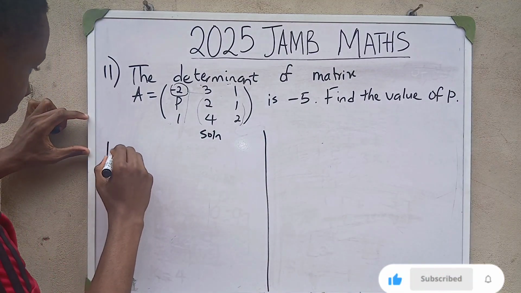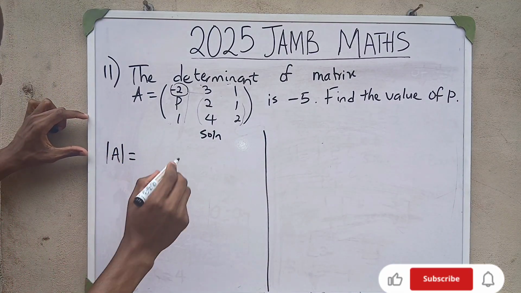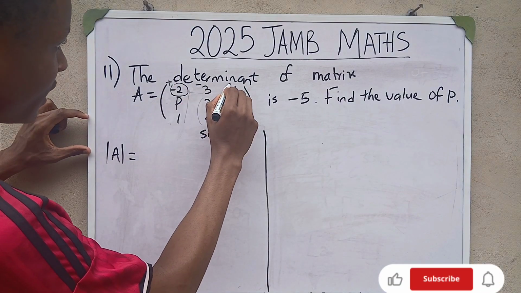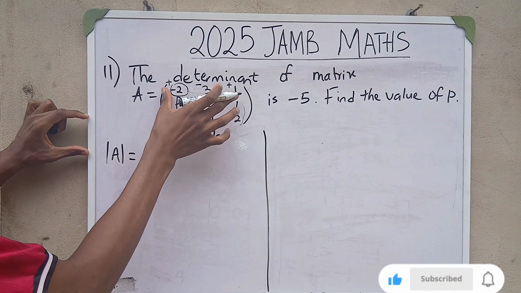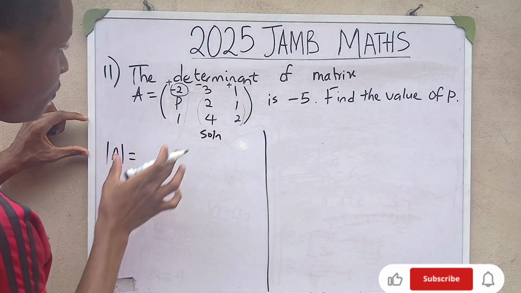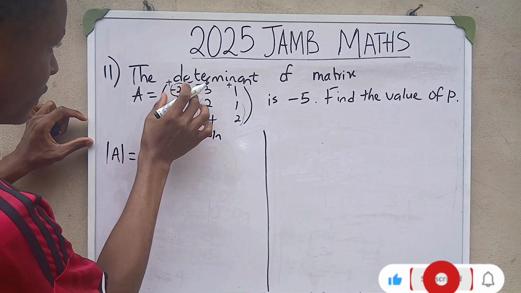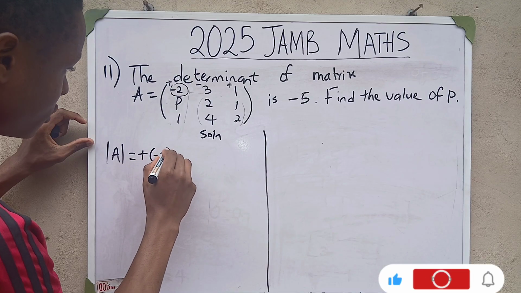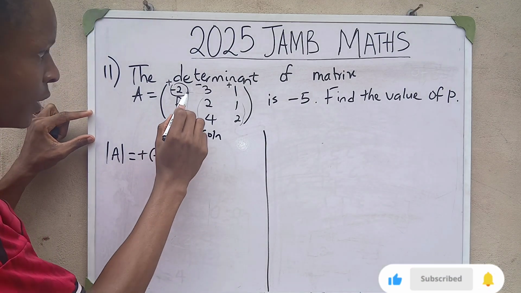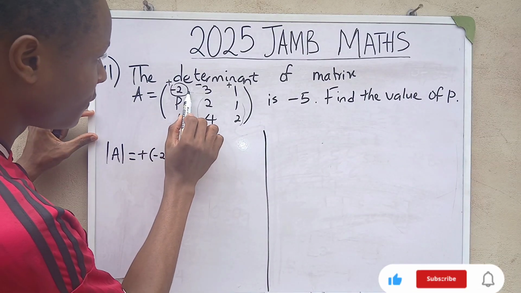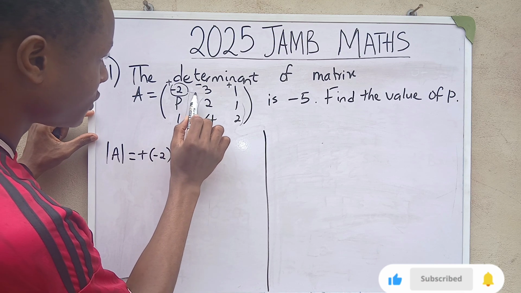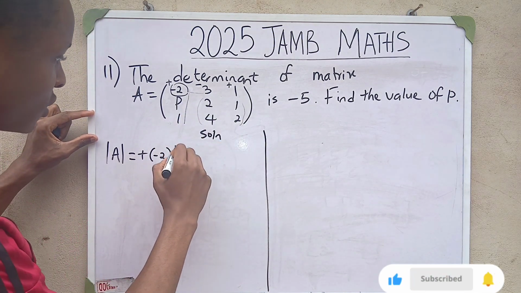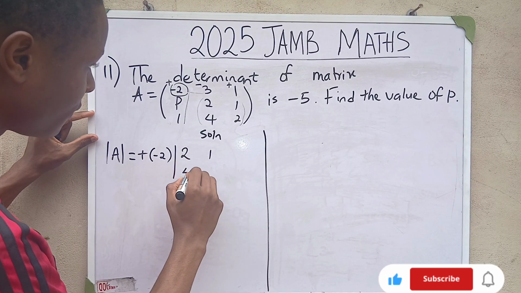So determinant of A is, remember, here is positive, here is negative, and here is positive, since we are using the first row. So since here is positive, we are going to have plus minus 2. So we cover the row of minus 2 and the column of minus 2. So this value is what we are taking. So we have 2, 1, 4, 2.